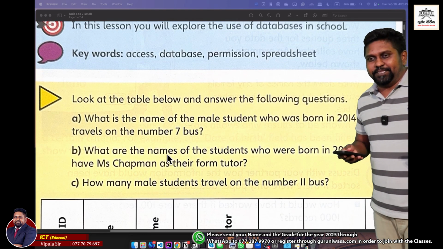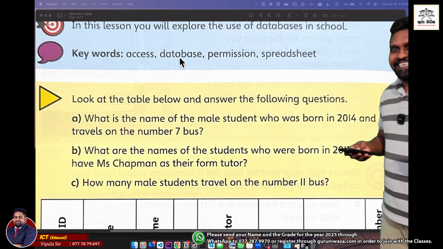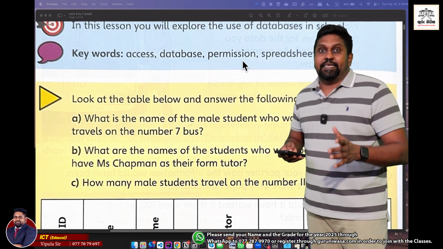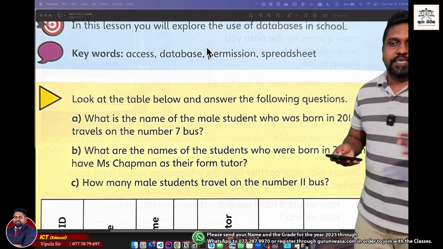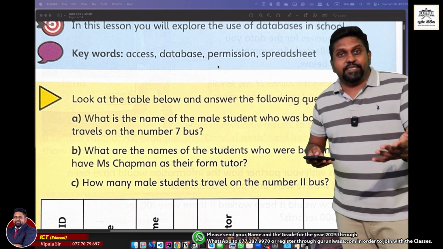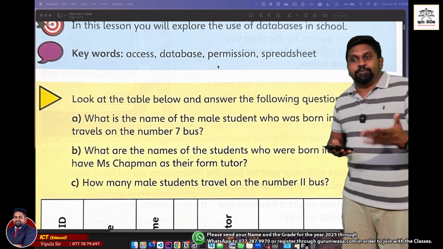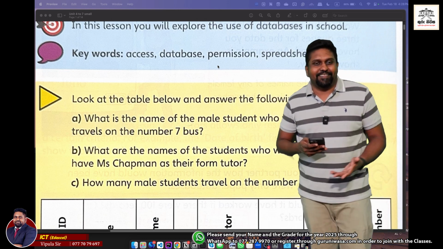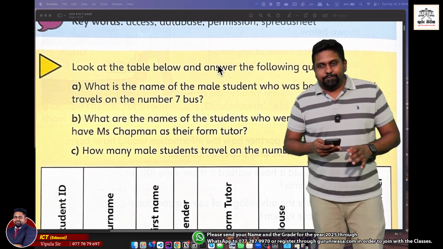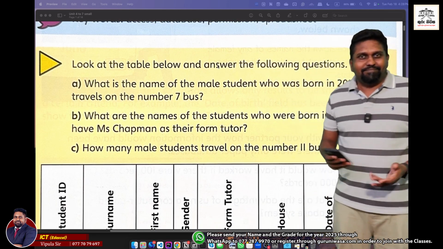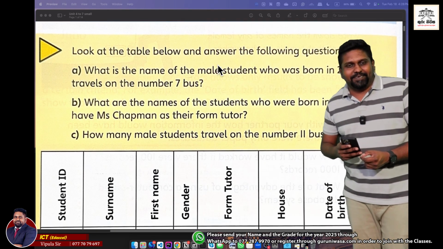I just told you this because we have these particular keywords: access, database, permissions, and spreadsheet. This database permissions is actually one of the key points which we need to discuss when it comes to permissions of accessing the system. Okay, so quick question. Let's do this example and see how it works.